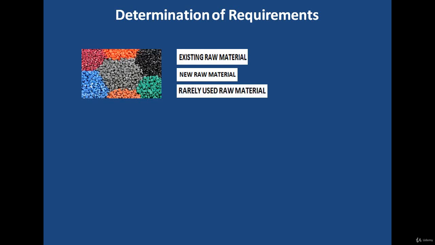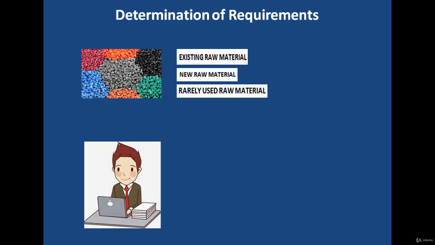or a rarely used raw material. So a particular raw material which is in use but to the minimum extent, which is rarely used in the industry or in the company. So any kind of the above mentioned raw materials can be determined in this phase.